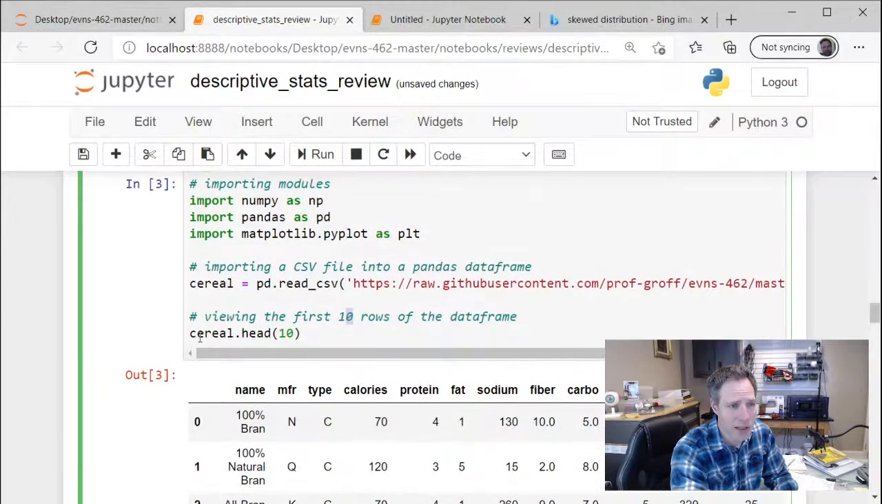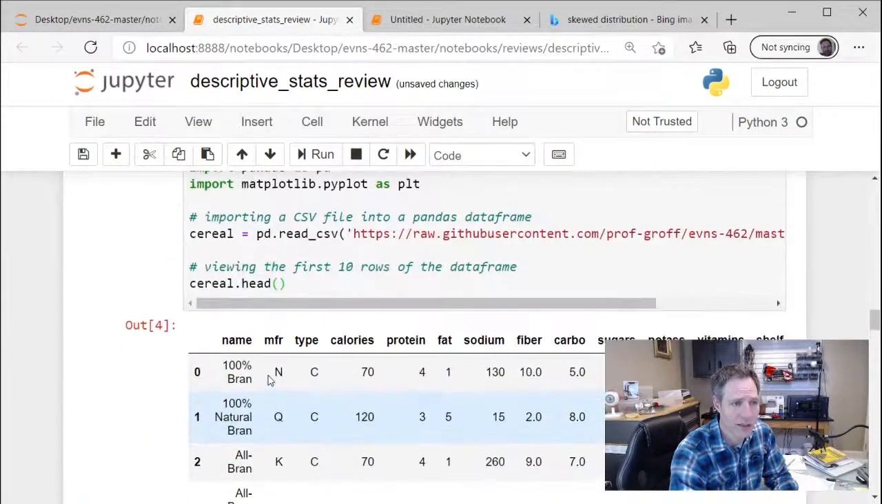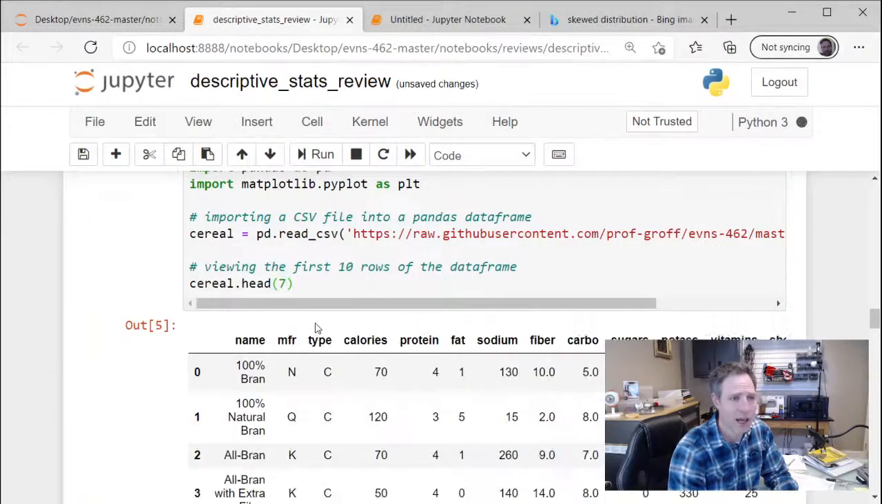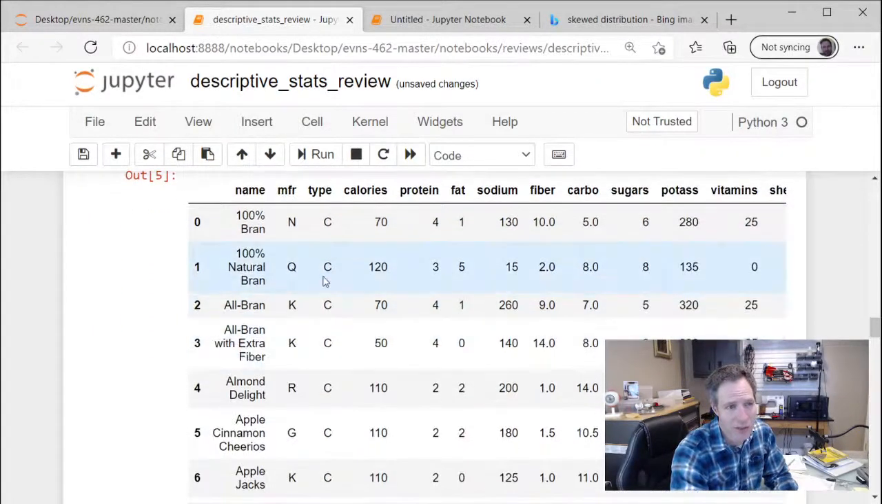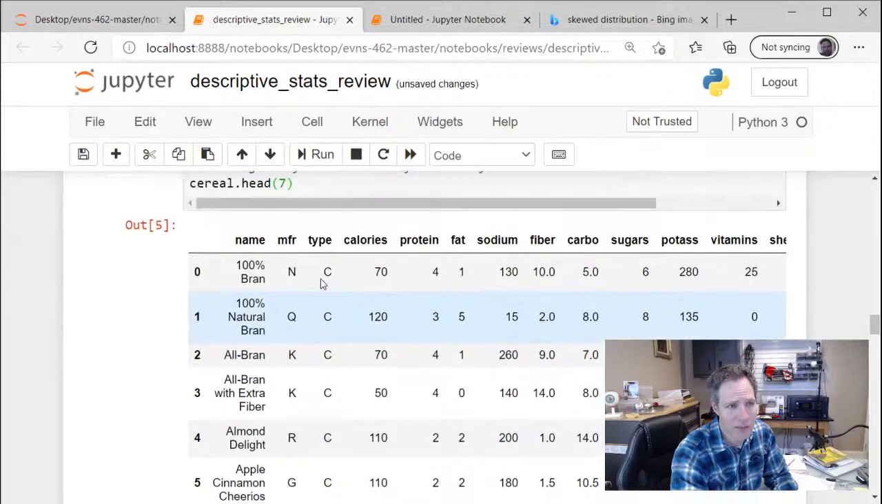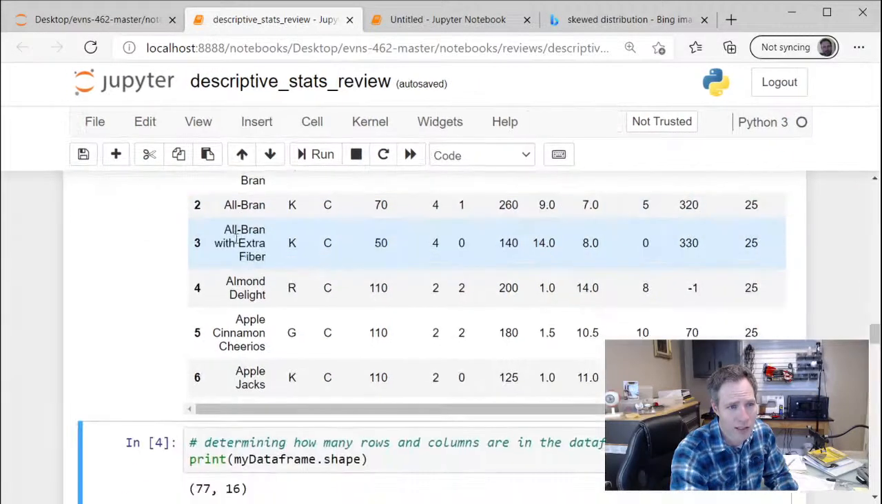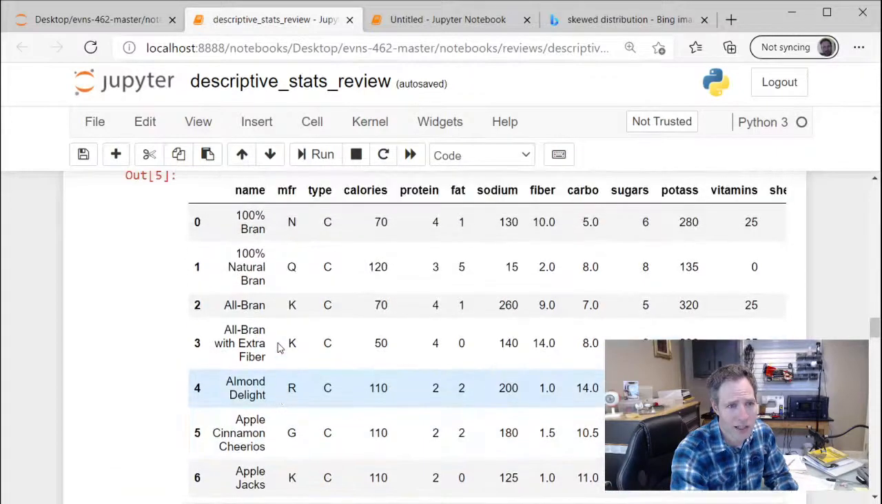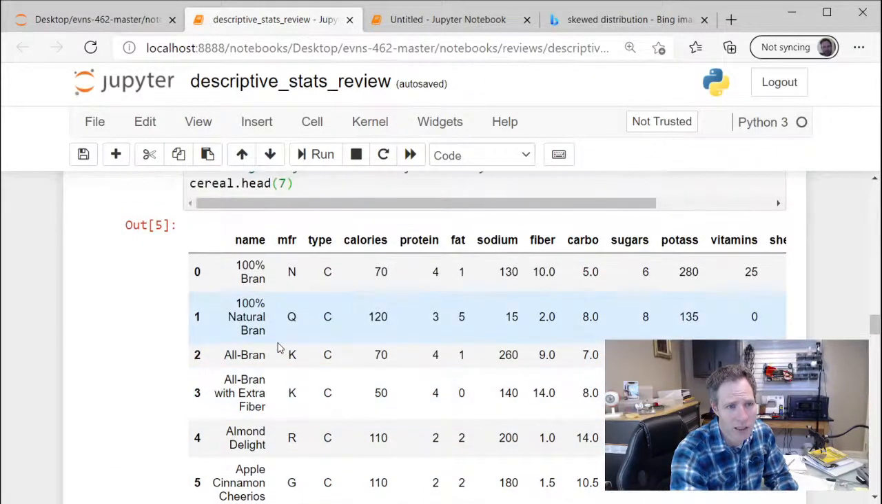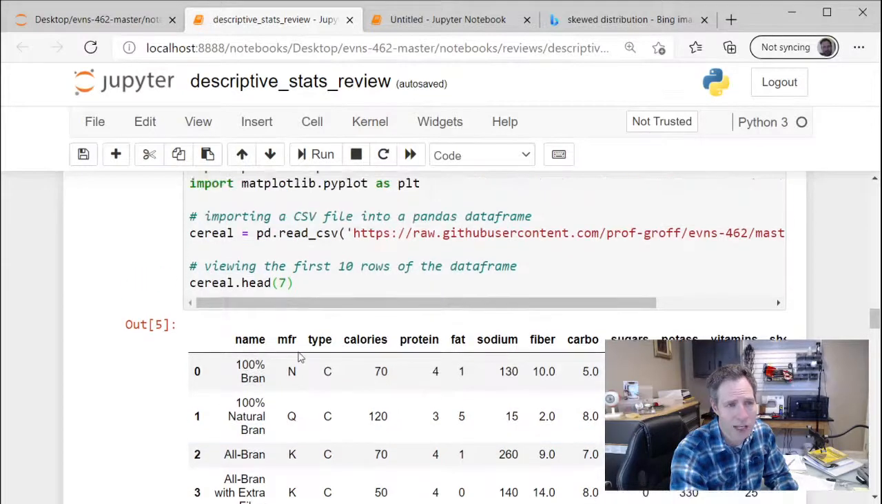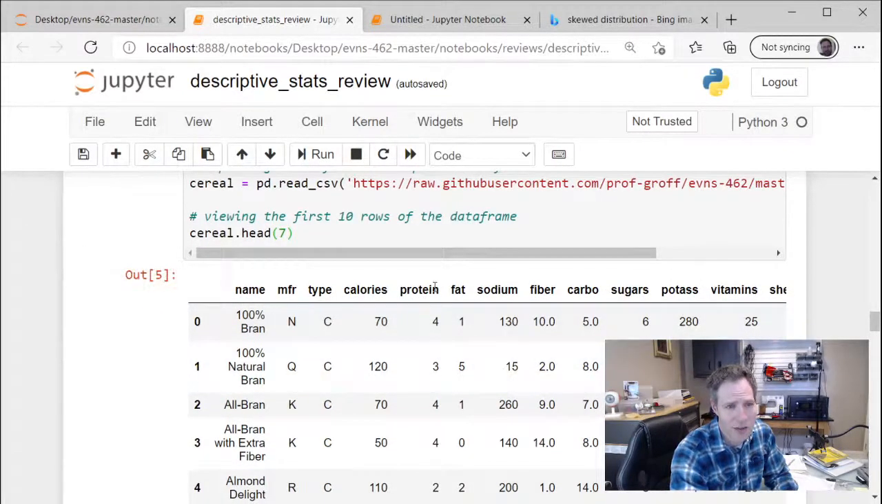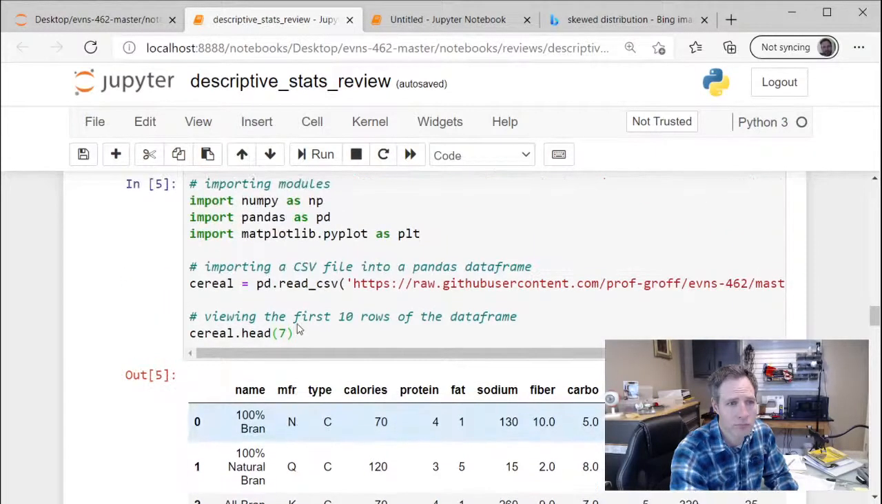All right, so what does this command do? cereal.head shows me just the first couple rows of the data frame. I think by default it shows me 5, yes. But I can put in here exactly how many rows I'd like to see, 7. So what I'm seeing here is a preview of the data, not all of the data. I actually can't tell how many rows are in this data set by just previewing it here. But it's a useful command because you can see the dimensions of your data set. Okay.